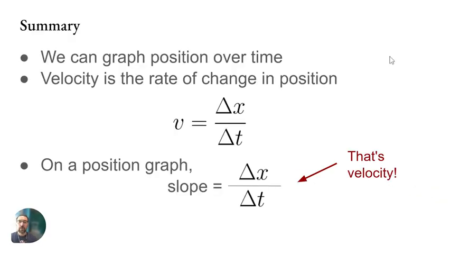Quick summary. We can graph position over time. And we know that velocity is the change in position over the change in time. And those 2 things are present in a position graph. So on a position graph, calculating the slope is the same as calculating the velocity of that object.